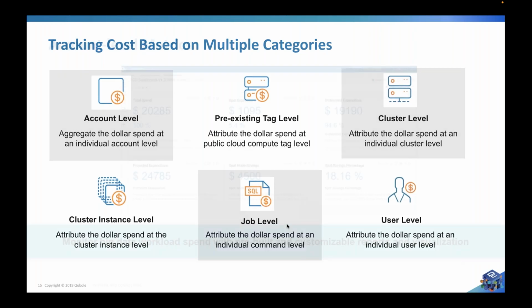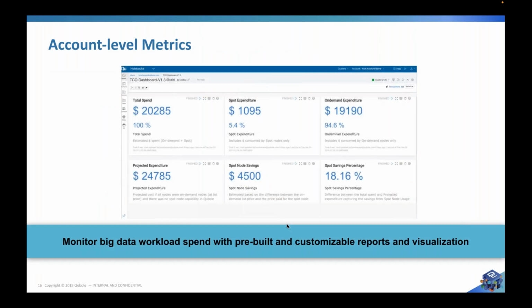I'll show you a few quick slides of the visualization, how it looks. So this is a TCO dashboard. This is the total spend. This is where it says this is 100 percent, and then it talks about the spot expenditure, which is 5.4, and the on-demand, which is 94.6. In this scenario, you clearly see that the spot instances are not used aggressively, and that's one of the reasons your cost might be pretty high.